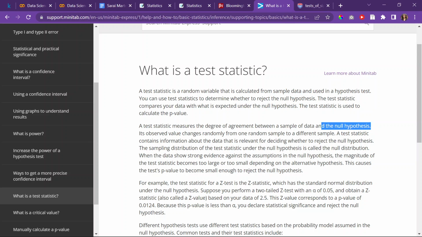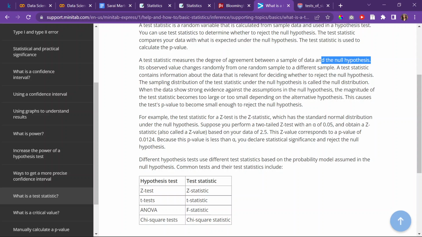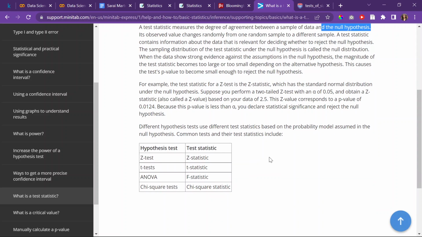Okay, when the data shows strong evidence against the assumptions in the null hypotheses, the magnitude, what is this, physics? No, I'm not using that word ever again. Magnitude, oh my god, of the test statistic becomes too large, blah, blah, blah. The test statistic for a z-test is the z-statistic, which has a standard normal distribution under the null hypotheses.